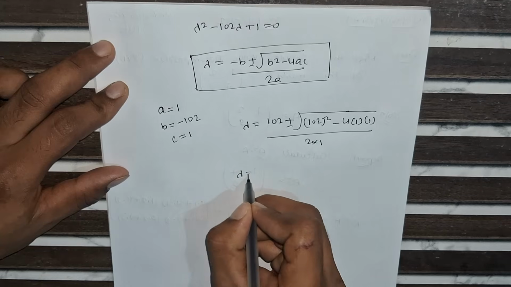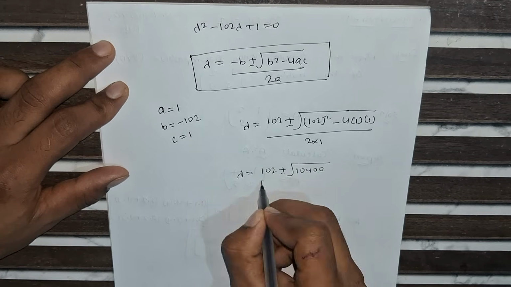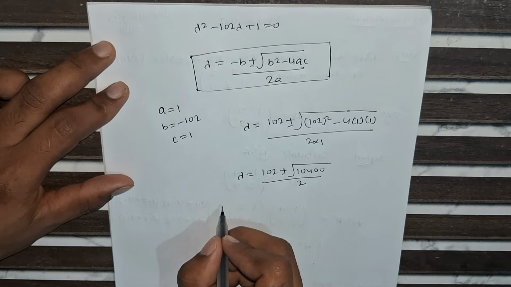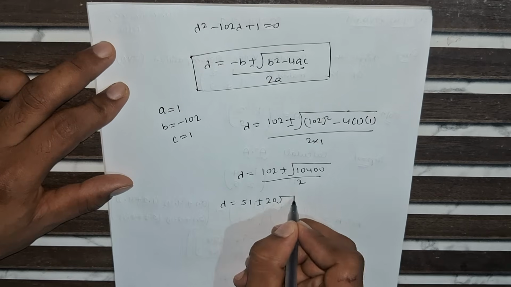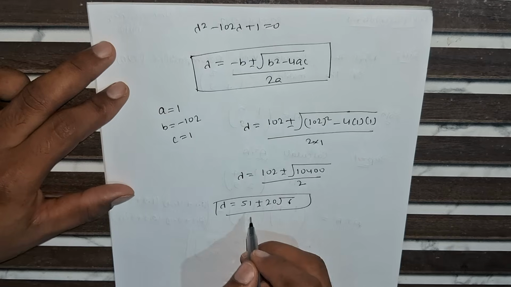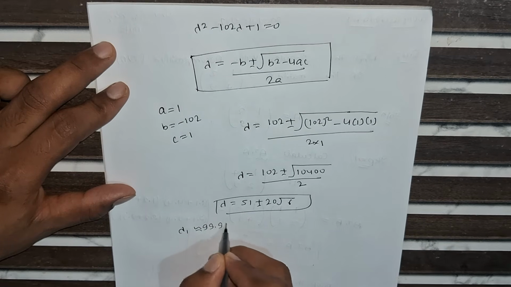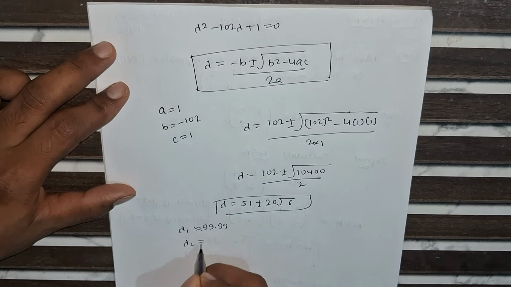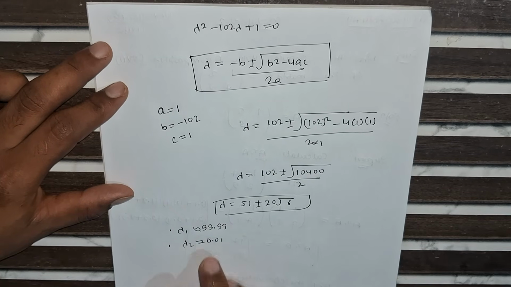When you solve it, it becomes lambda equals 102 plus or minus the square root of 10400, divided by 2. Further solving, lambda equals 51 plus or minus 20 root 6. This is the value of lambda. Since there is a plus or minus sign, we get two values: lambda 1, which is nearly equal to 99.99, and lambda 2, which is nearly equal to 0.01. These are our eigenvalues. So here our second step is completed. Now move to the third step, where we have to find the singular values.